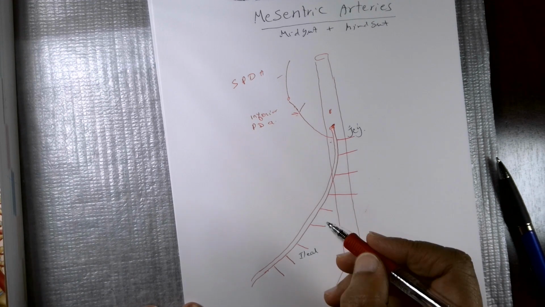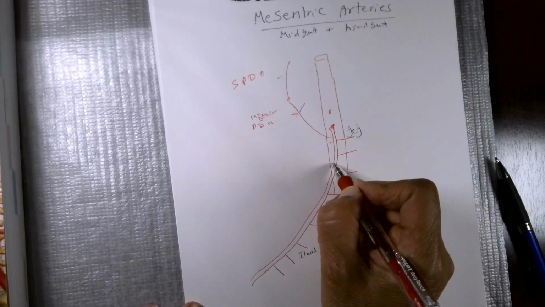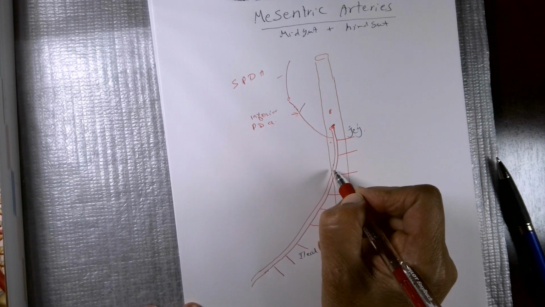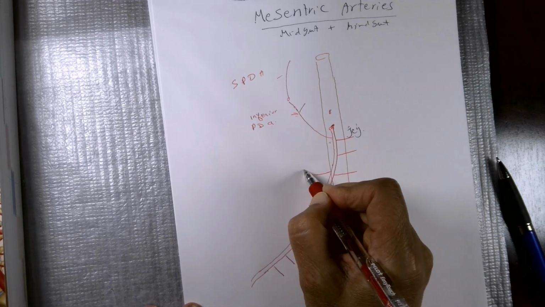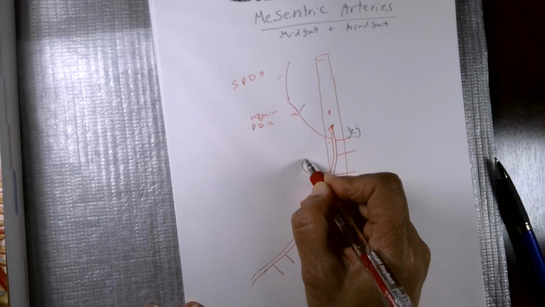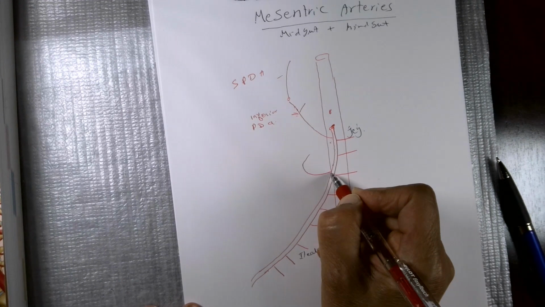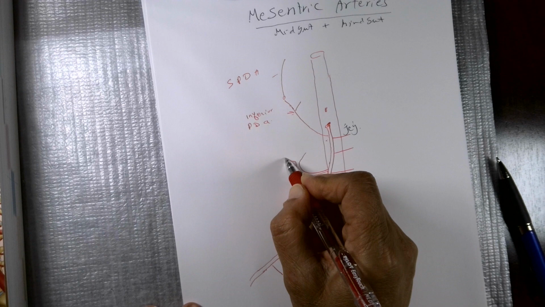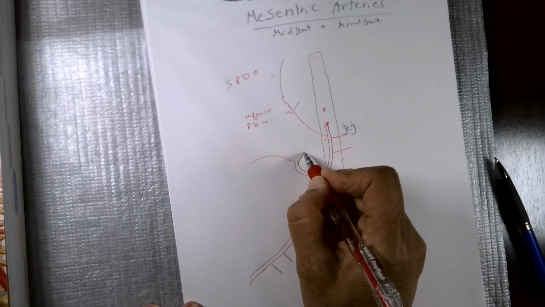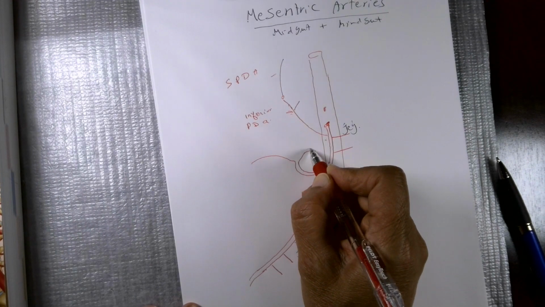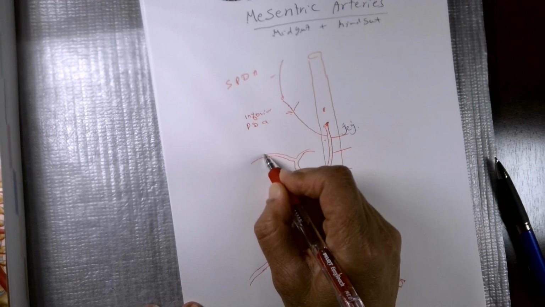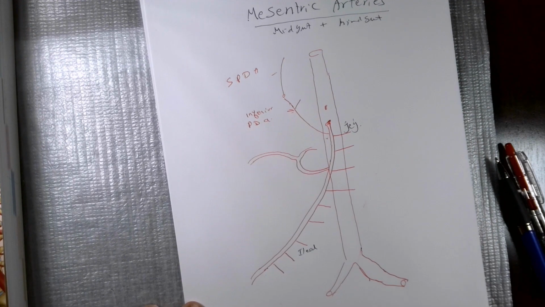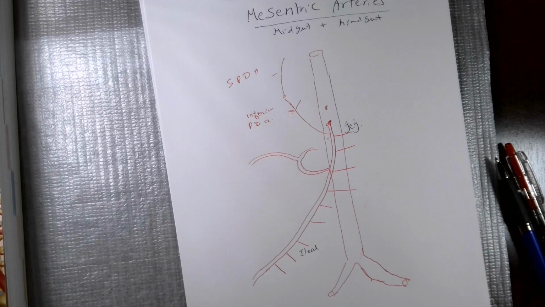Then it's going to give the middle colic artery, and this middle colic artery goes to the right 2/3 of the transverse colon and the right colic flexure. Okay, so at this stage probably it's better to start drawing the large intestine.